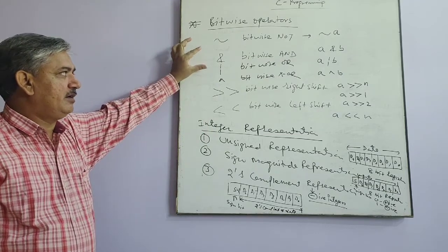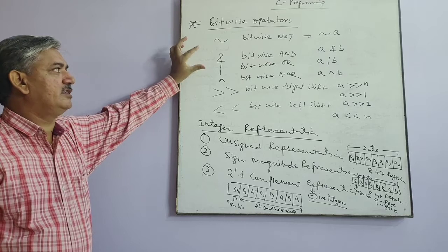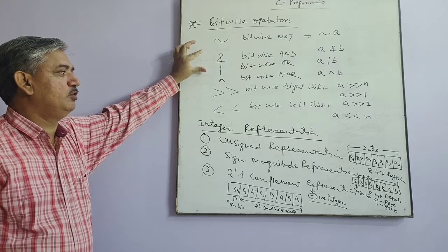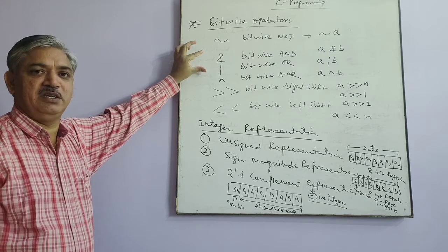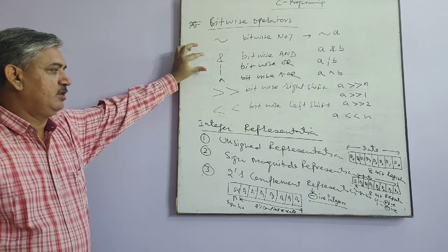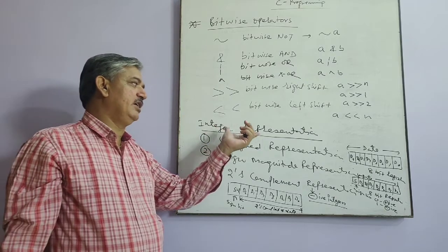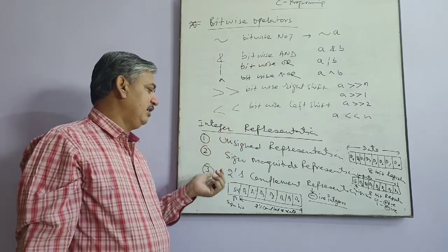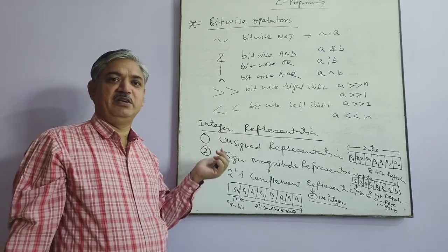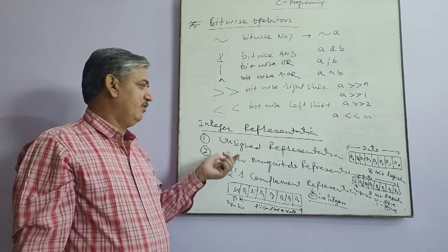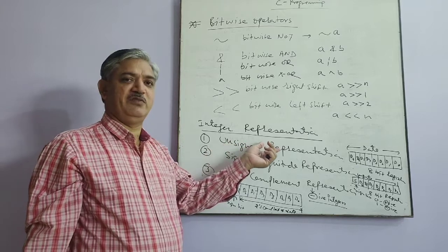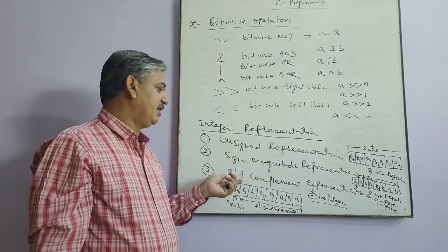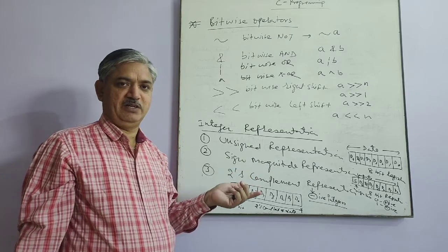Before taking an example, first we have to know how to represent integers in the form of bits. Generally, to represent integers in a computer system, there are 3 data representation techniques. One is called unsigned representation of data, second is sign magnitude representation of data, and third is the 2s complement representation of data. Clear?